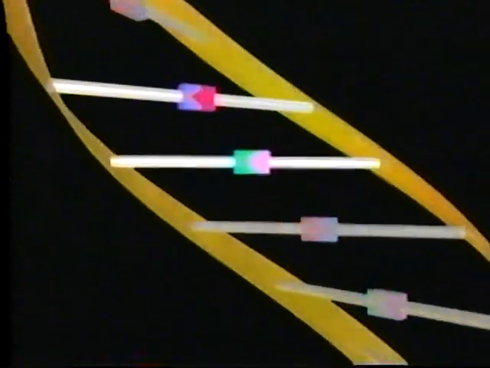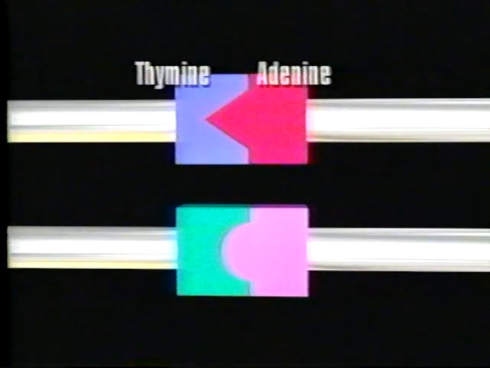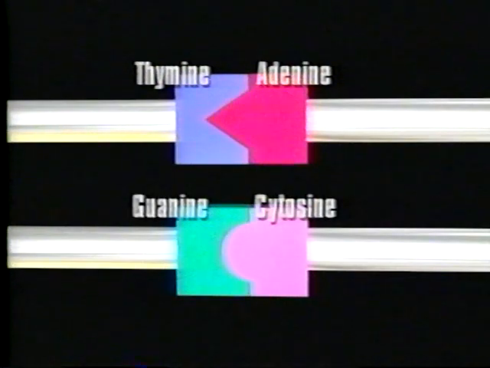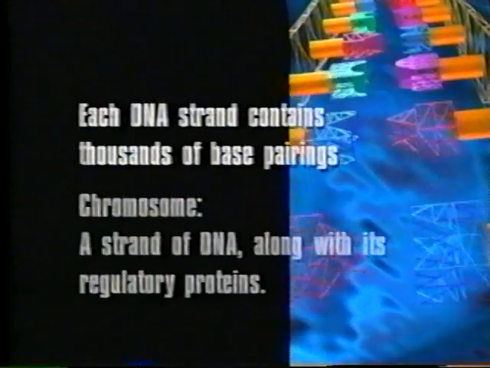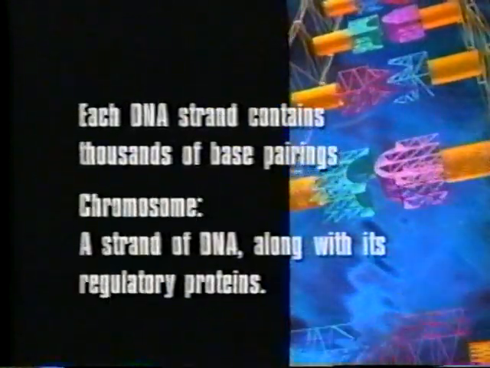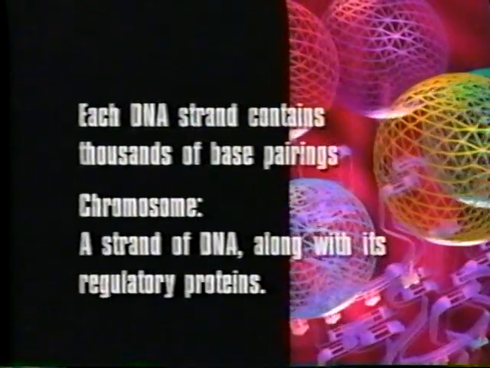The pairing of these bases is very specific. Adenine always bonds with thymine, and cytosine always bonds with guanine. This is known as the base pairing rule. Each DNA strand contains thousands of base pairings. A strand of DNA, along with its regulatory proteins, is called a chromosome. We all have 46 chromosomes. They contain instructions to make all the necessary proteins in the body.